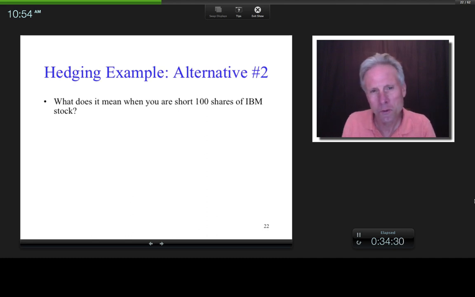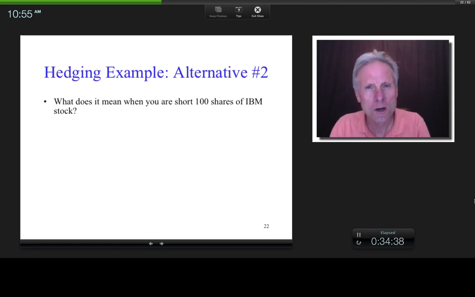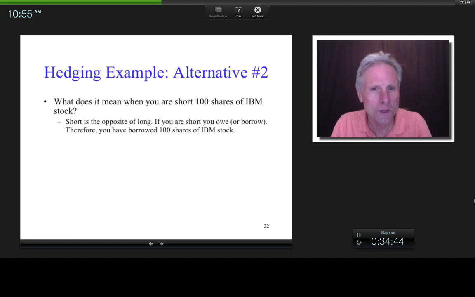Well, now short is the opposite of long, right? So if you're long, you own the stock. But if you're short, do you owe the stock? O-W-E? You owe it, right? In other words, you borrowed it. So when you're short 100 shares of IBM stock, basically you've borrowed 100 shares of IBM stock.